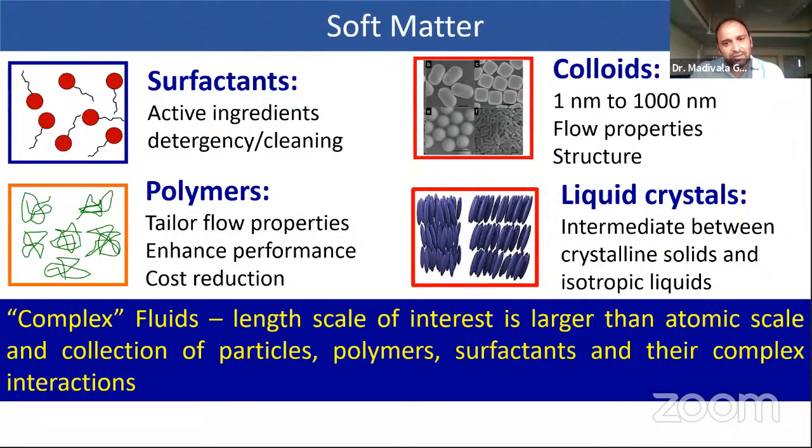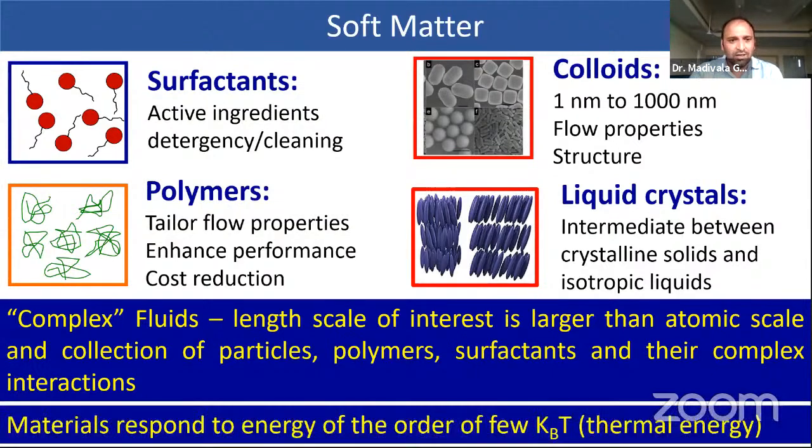That is because the length scale that is of interest is larger than atomic scale. We are really talking about multi-atomic or multi-molecular materials. And typically people look at a collection of particles or polymers, surfactants, or a combination. What really is important in such cases is the complex interactions that come into the picture when you work with such materials. Another important aspect of soft materials is that these materials respond to energy of the order of a few kBT, or a few times the thermal energy.